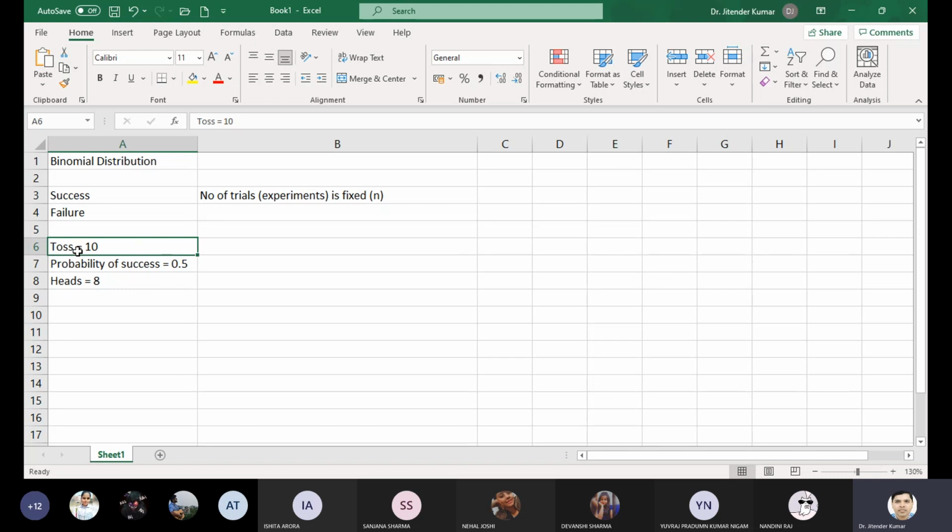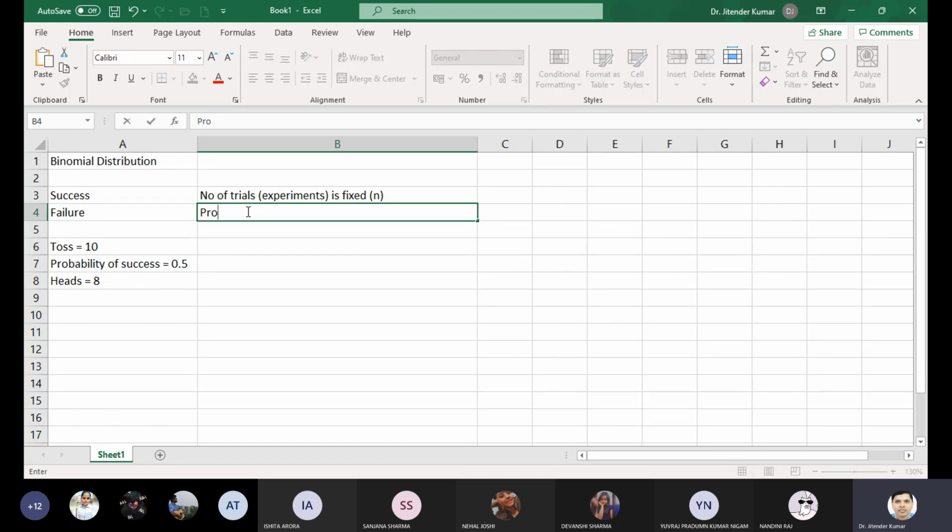Whatever the outcome is, first toss you may get head, second toss you may get tail. It can be anything, but the tosses or the experiments are fixed. It is 10 times. The next property is the probability of success is same in each trial.